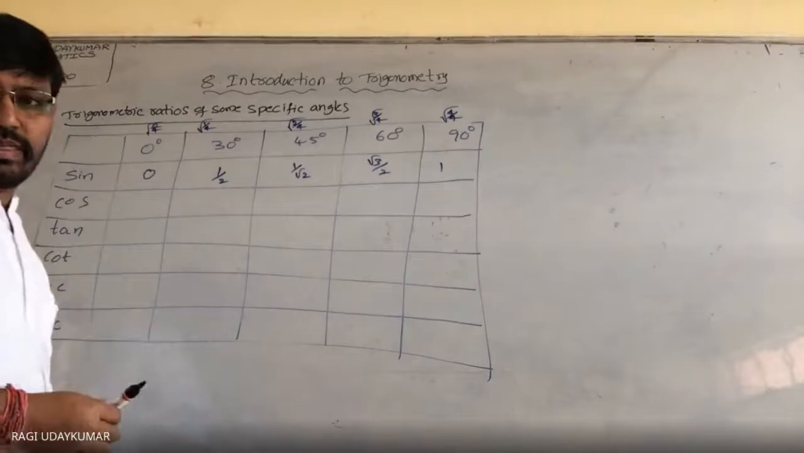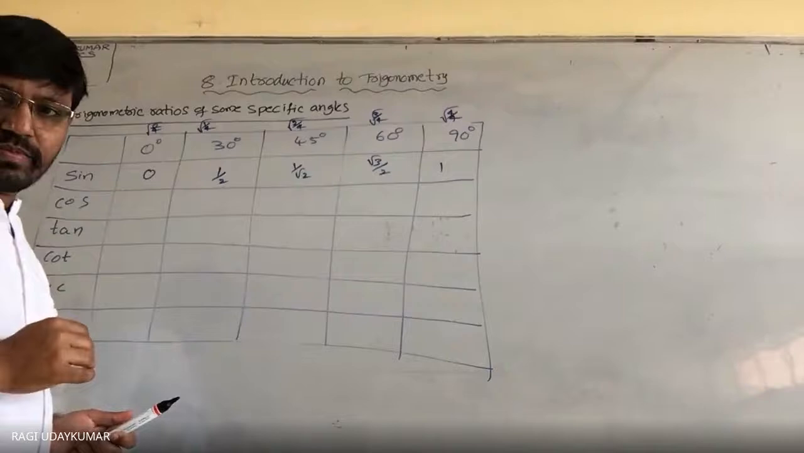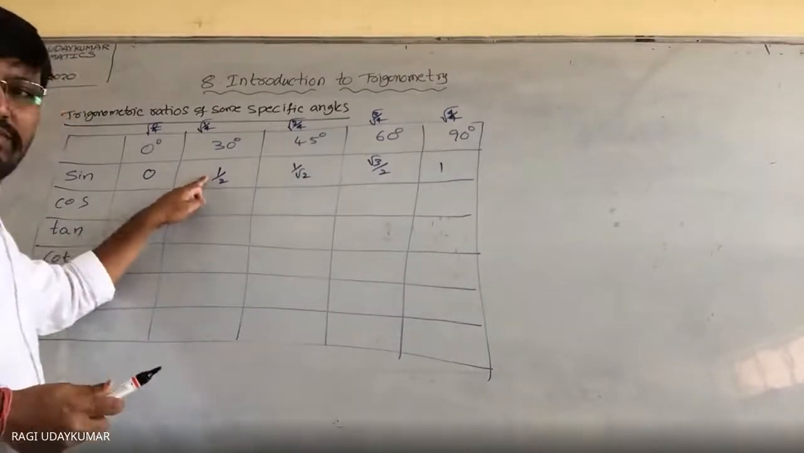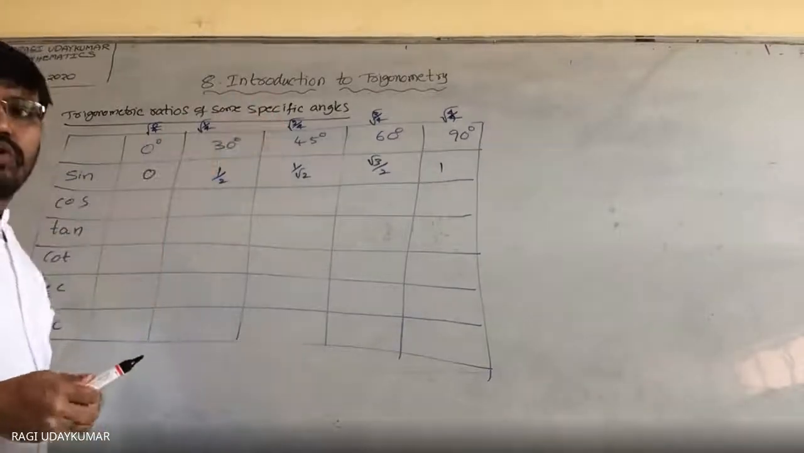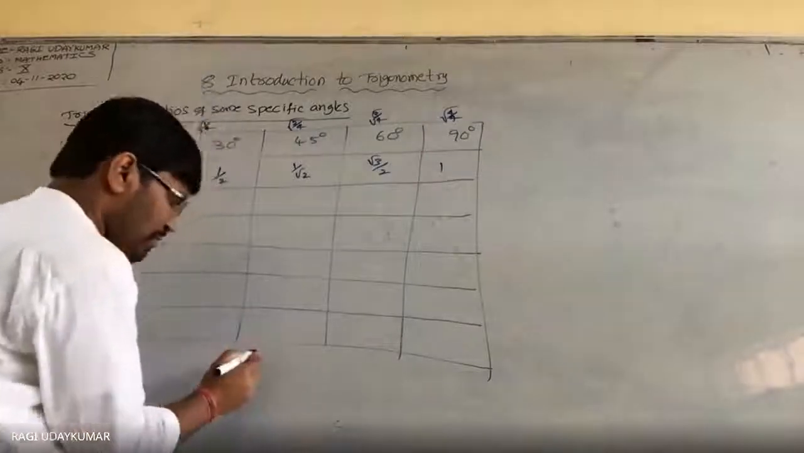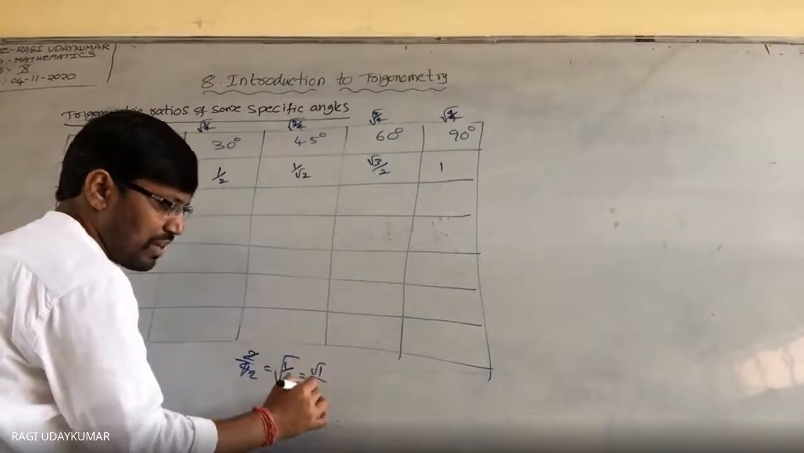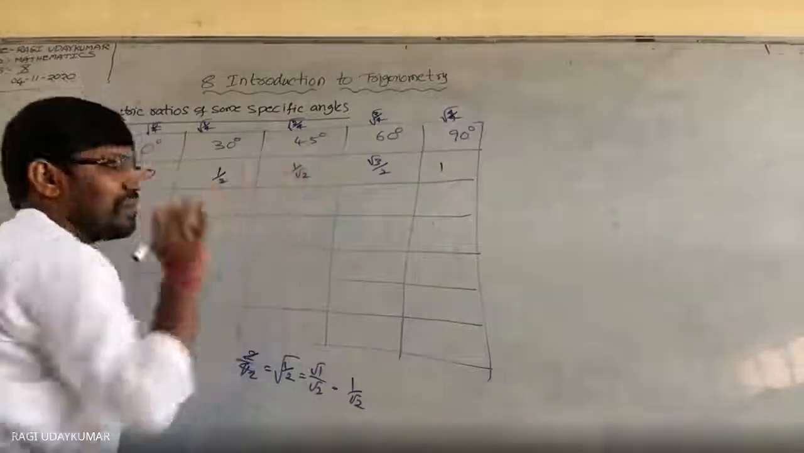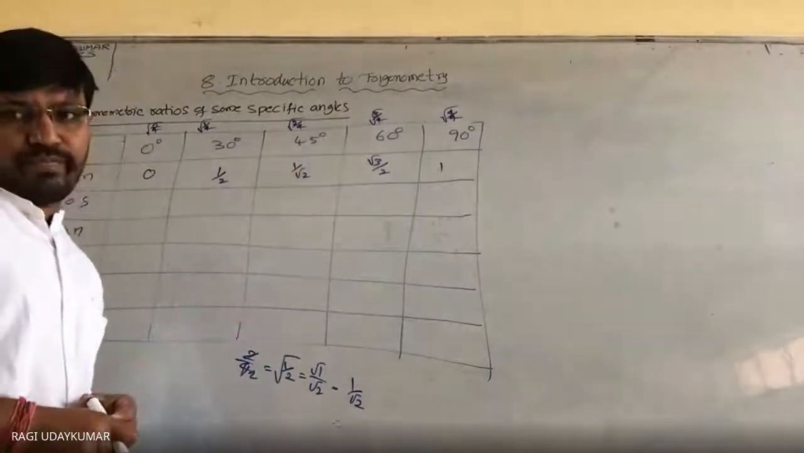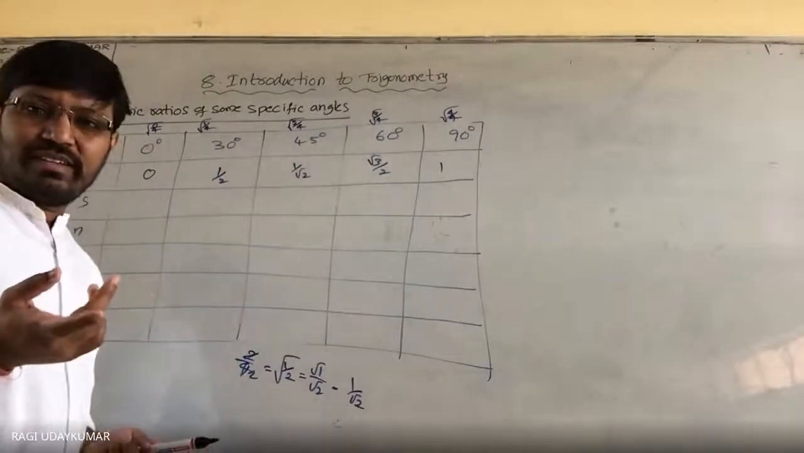So 1/4: root 1/4 is nothing but root 1 by root 4. Root 4 value is 2, root 1 value is 1, so the value is 1/2. Next, root 2/4. 2/4 is nothing but 1/2, so under root of 1/2 means root 1 by root 2, which is 1/√2. Then root 3 by root 4 gives √3/2. And 4/4 is 1, under root of 1 is 1.